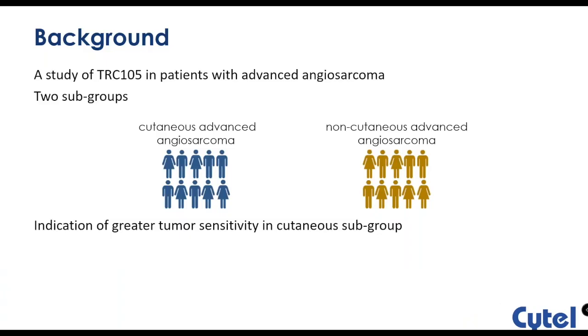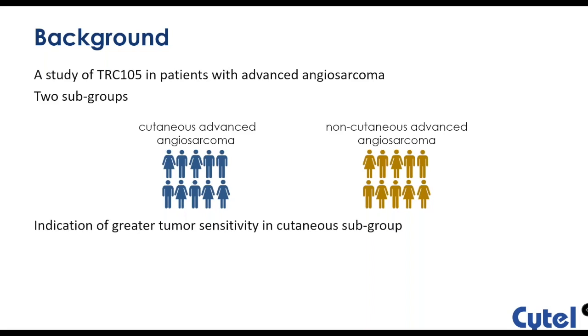So a bit of background about this study. This was a study of TRC105 in patients with angiosarcoma. The important point here was that we were able to identify 2 subgroups before the trial began. So these are the cutaneous subgroup and the non-cutaneous subgroup. There was an indication in this case of greater tumor sensitivity in the cutaneous subgroup.